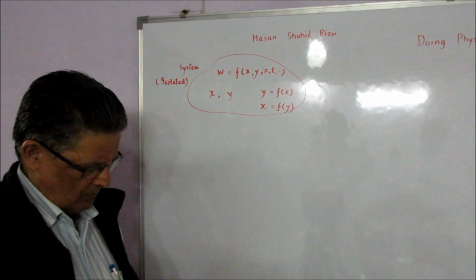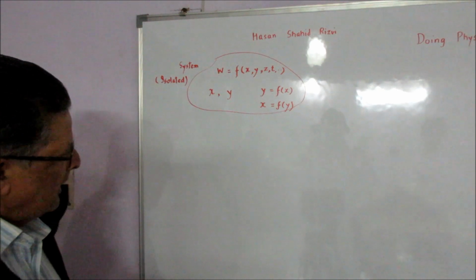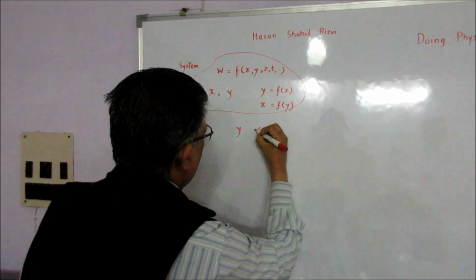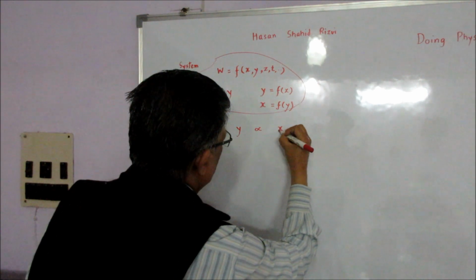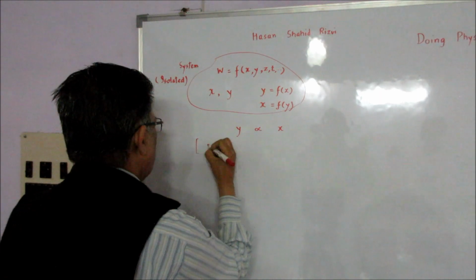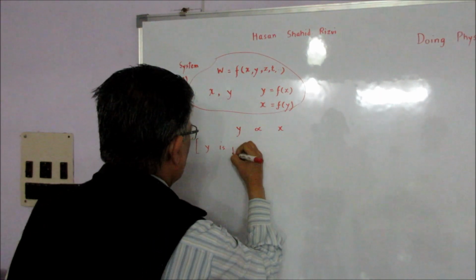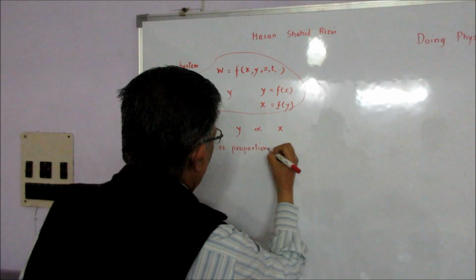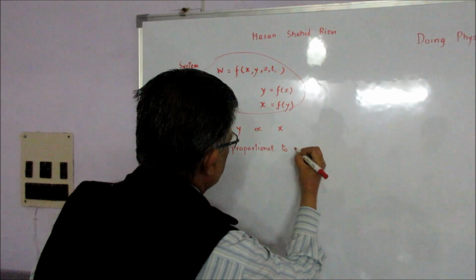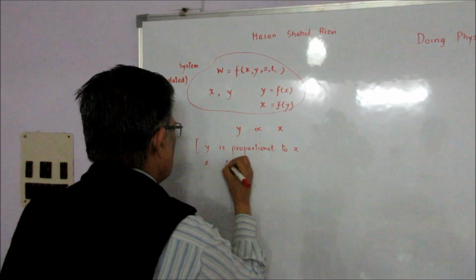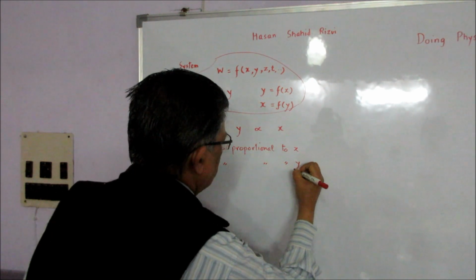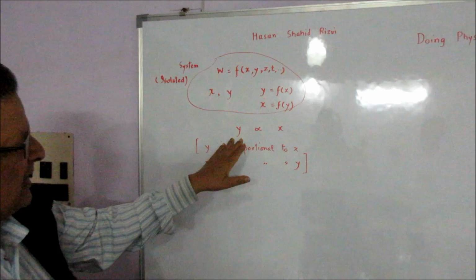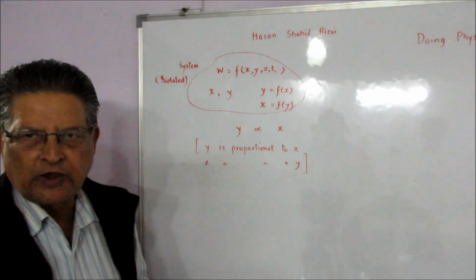And to make it simpler, the simplest of things is that y is proportional to x. That is, we can say that y is proportional to x, or similarly I can say x is proportional to y. They have the dependency, one depends on the other. And this is the simplest of things which we discuss in proportionality.